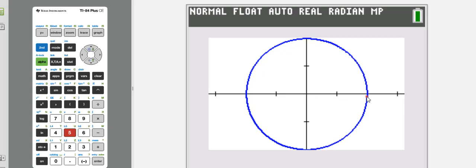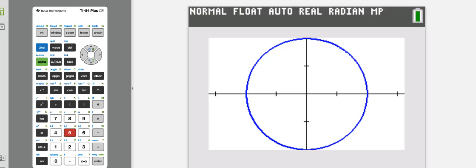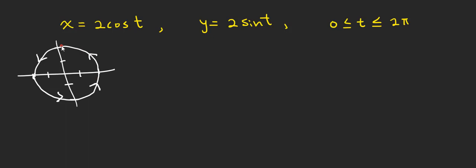Now notice this one graphed really fast, but on your calculator, you'll notice that it went this way. So that is the direction of this parametric equation. It went counterclockwise. You should definitely try it with your graphing calculator as well. I am doing this on a computer, so it graphed really fast and it was hard to see, but it went counterclockwise. And it is a circle with the radius 2. So this is how the graph should look with the direction.